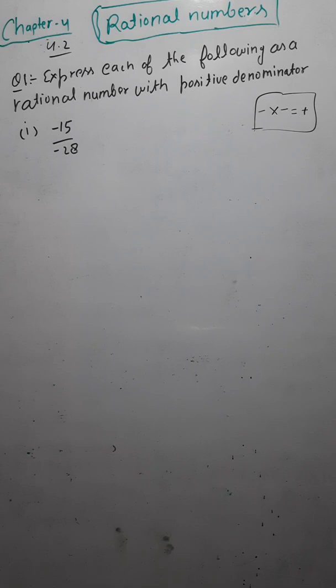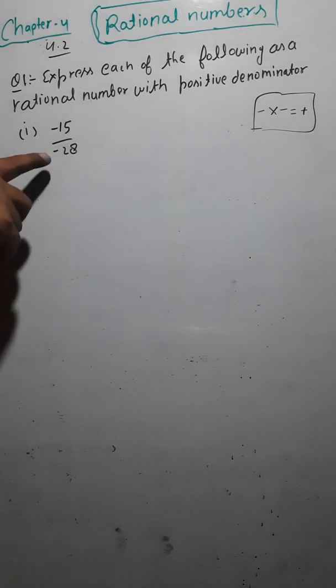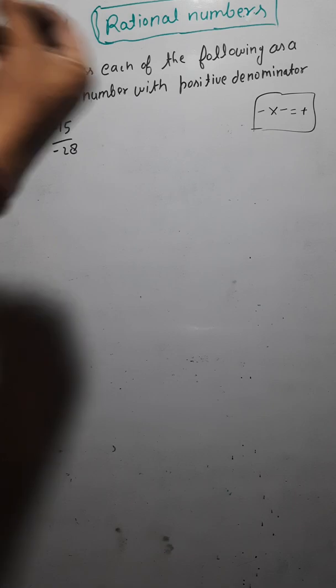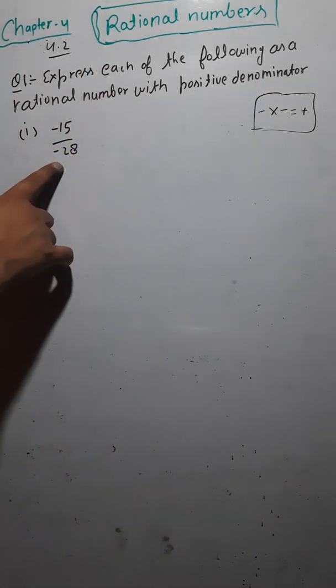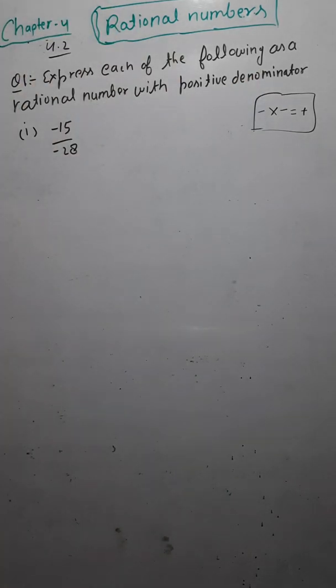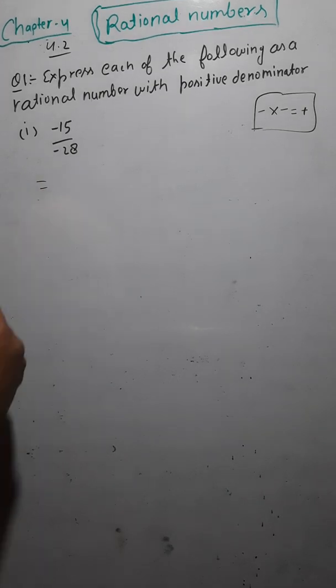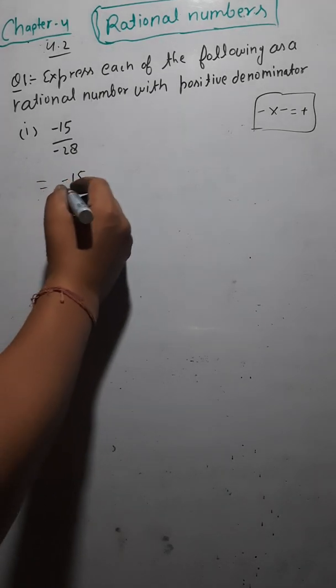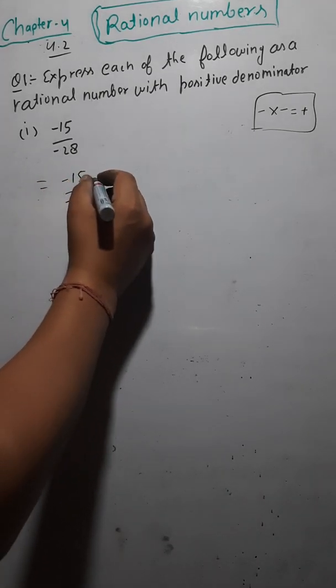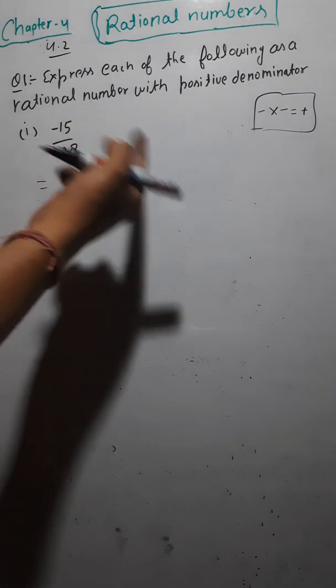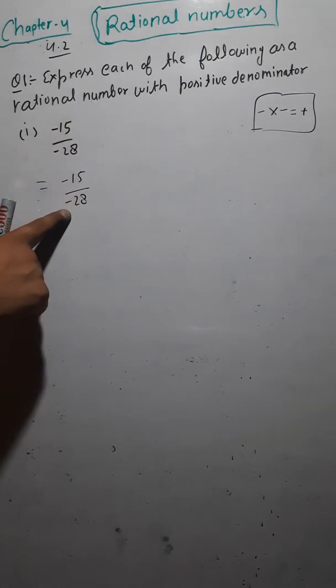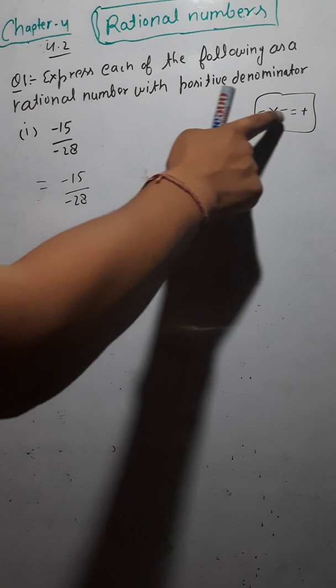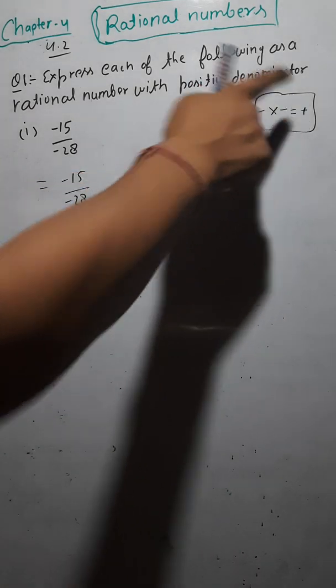you have minus 15 by minus 28. You have to change this minus 28 into the positive denominator. Means this you have to write as a positive denominator. So what would you do? I would be doing here minus 15 by minus 28. I would be multiplying this by something negative. Then it would become positive, because minus multiply minus would become plus.